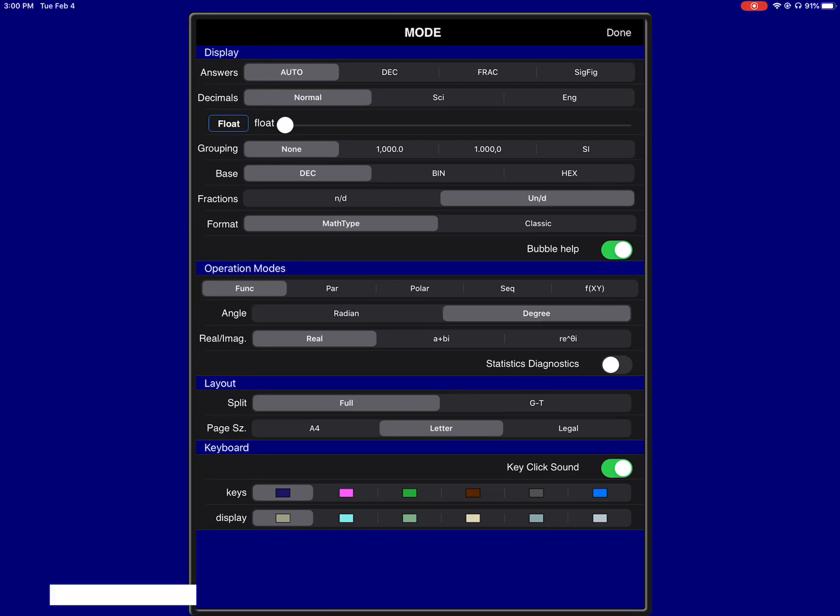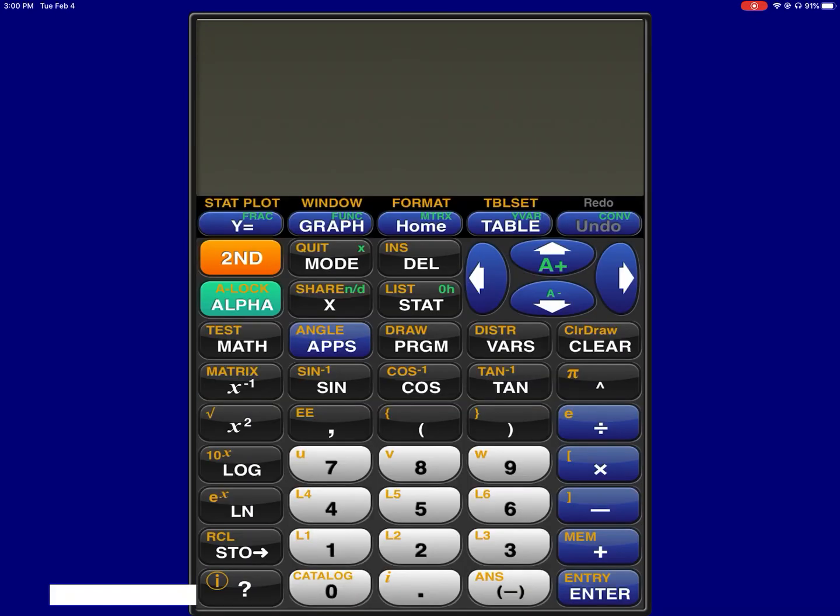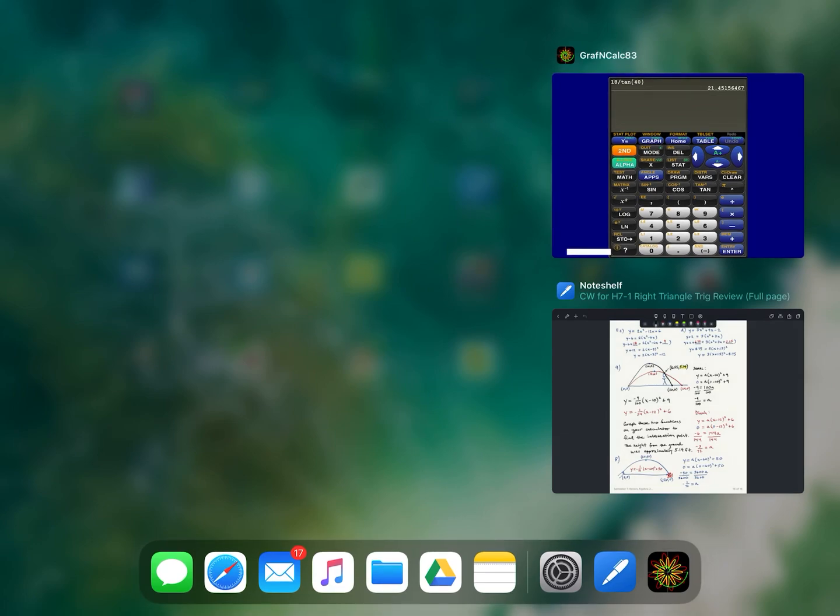I want it to be in degrees, so mine is set up correctly. And now we're going to do here, we said that x was going to equal 18 divided by the tangent of 40 degrees. When we hit enter there, we should get 21.451, and I believe we said we wanted to round to the nearest hundredth, so that would be about 21.45.